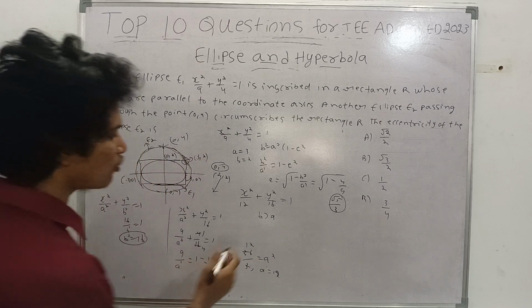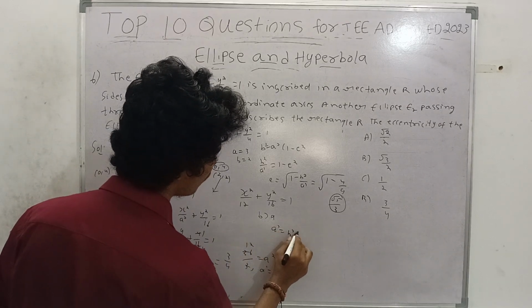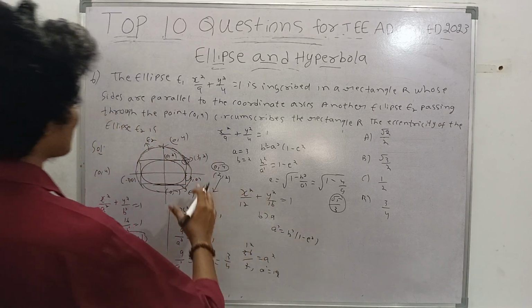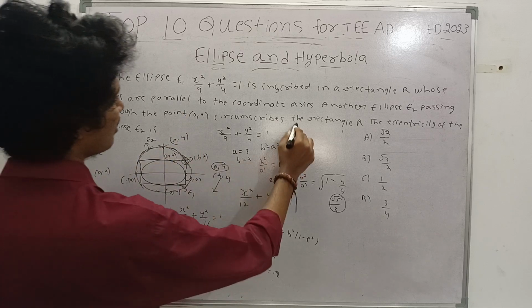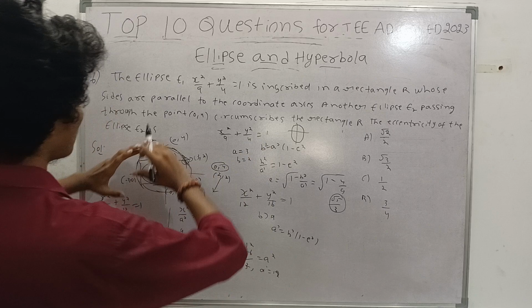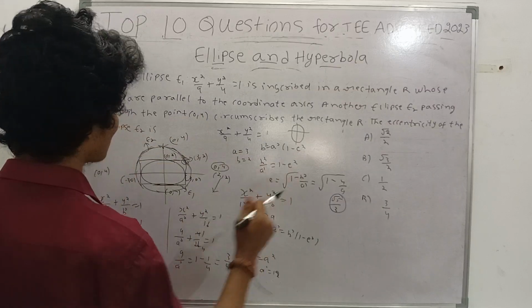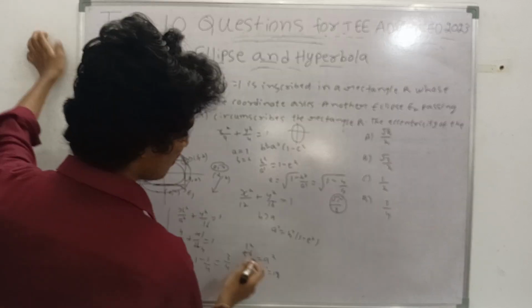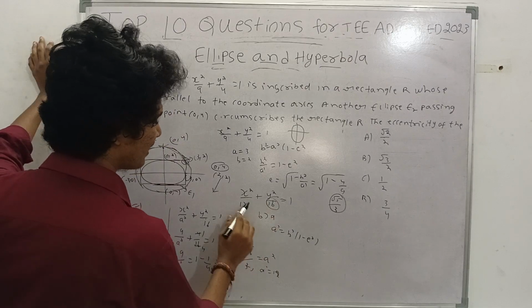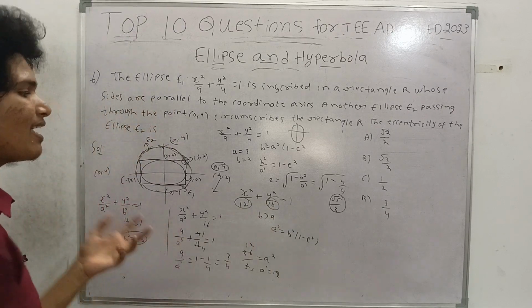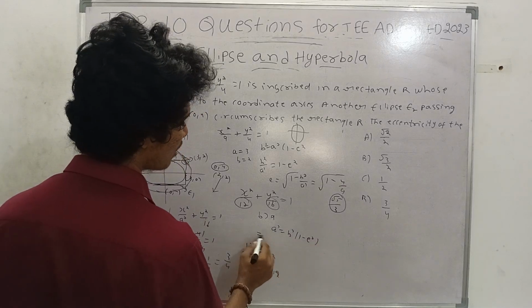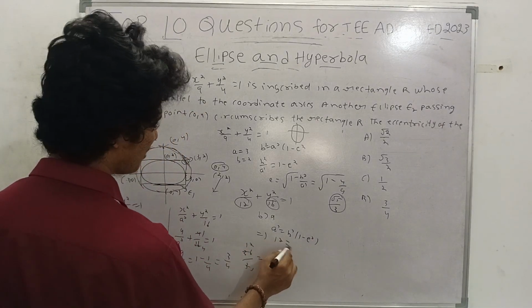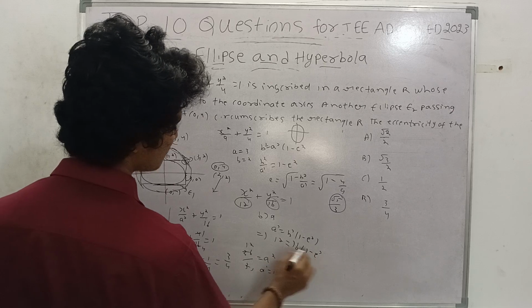Now what formula do we have to use? a square equal to b square into 1 minus e square, because it is this type of ellipse, not this type. It is not extended in the x-axis, it is extended in the y-axis. How do I find this? Because b is greater than a. When b is greater than a, the eccentricity formula changes to a square equal to b square into 1 minus e square. And what is a square? a square is 12 and b square is 16 equal to 1 minus e square.